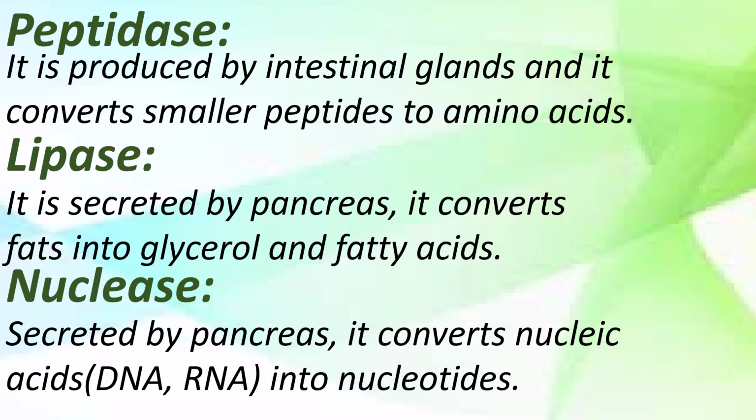Peptides have to be converted to amino acids. This last step is done by peptidase. It is produced by intestinal glands and it converts smaller peptides to amino acids. So, intestinal glands secrete peptidase. Smaller peptides are converted to amino acids. Now, amino acids are ready for absorption. In the case of carbohydrate, glucose, fructose, galactose are ready for absorption. And in the case of protein, amino acids are ready for absorption.